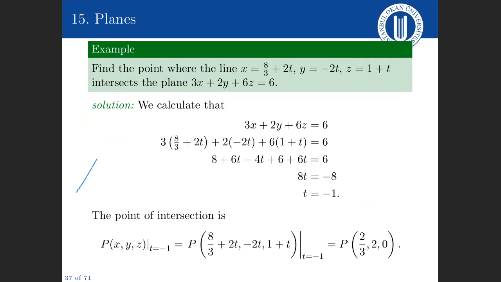Here's another idea. Let's suppose we have a plane and a line. And let's suppose the line is intersecting the plane at some point, which I'm going to call P. I want to find this point P. Find the point where the line x is 8/3 plus 2t, y is equal to minus 2t, z is 1 plus t, intersects the plane 3x plus 2y plus 6z is equal to 6.